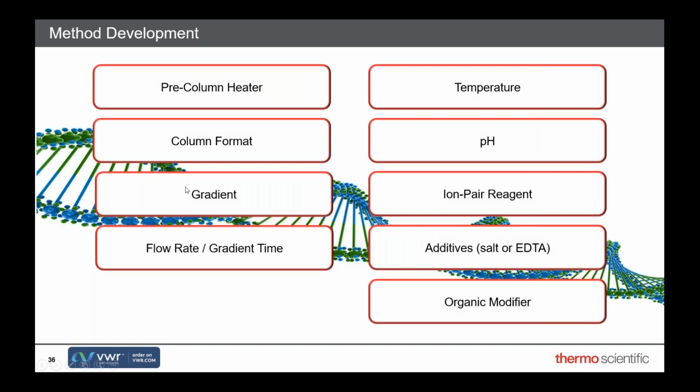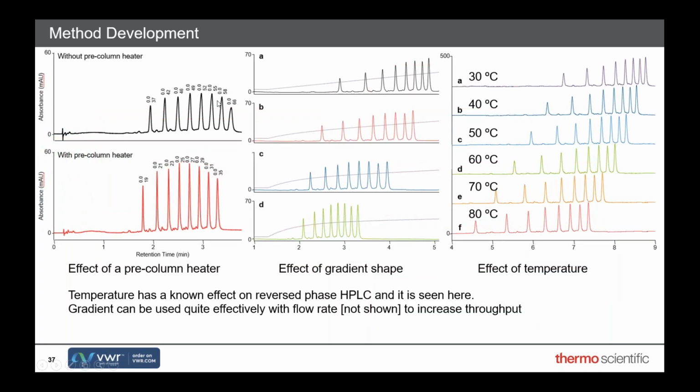Now we're going to go through the same sort of format. I'm not going to spend too much time on gradients, because how you optimize a gradient is relatively obvious. The big difference is I'm always using a pre-column heater. That's because reverse phase applications are more sensitive to temperature than ion exchange. Make sure you're at the right temperature right at the start by using a good pre-column heater, and I'd prefer an active pre-column heater rather than a passive one. But we're going to look at what pH and ion pair you can use and some additives to selectively change the separation.